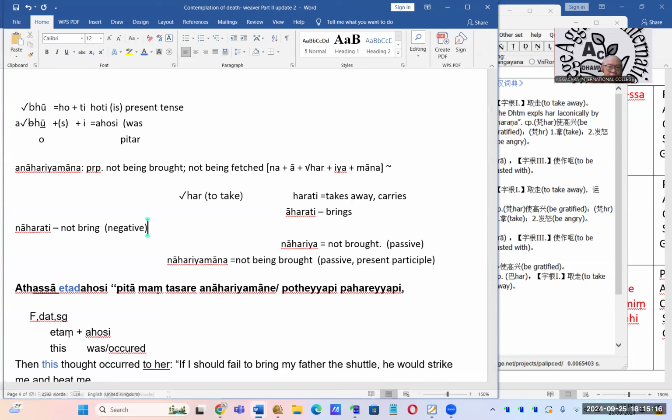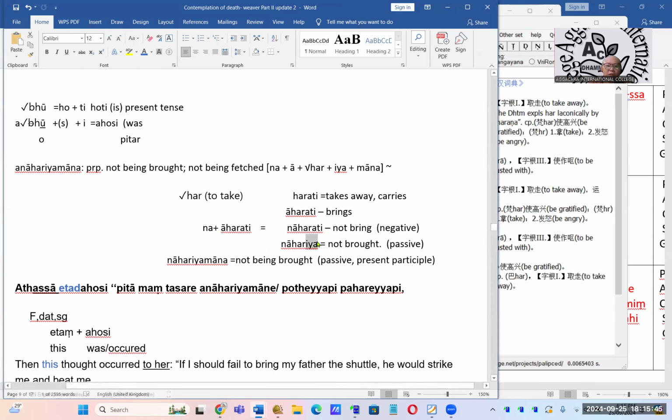Then from this bring, you get na aharati, meaning you put the aharati plus the na in front. So it means not bring. Then you make it passive with the iya. For those who study linguistics, you find that if you analyze Pali in a systematic way, it's interesting and it makes sense to you. Not brought, it's like a passive sentence. And then you put the mana, which means a present participle.